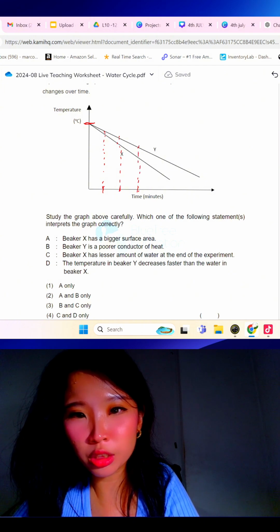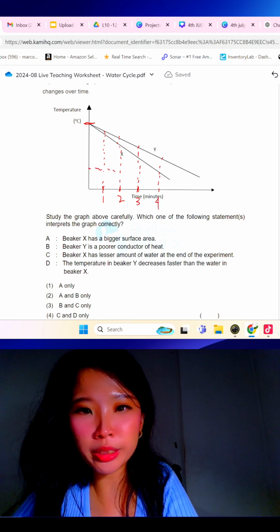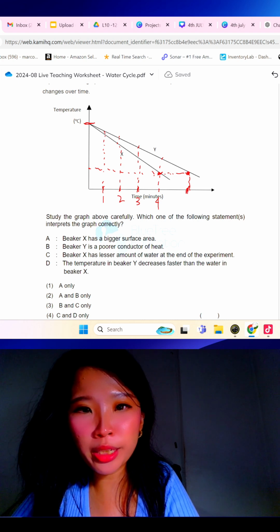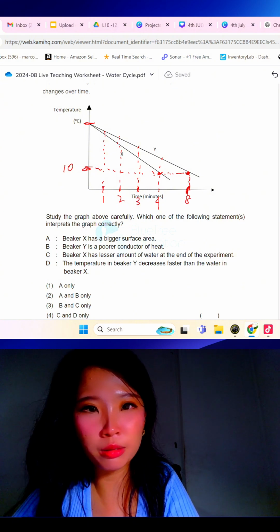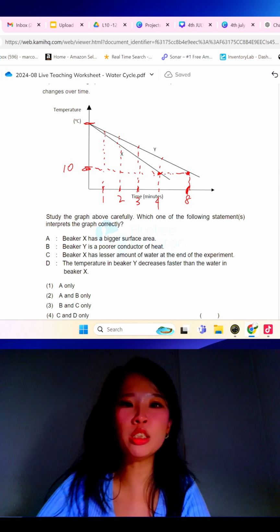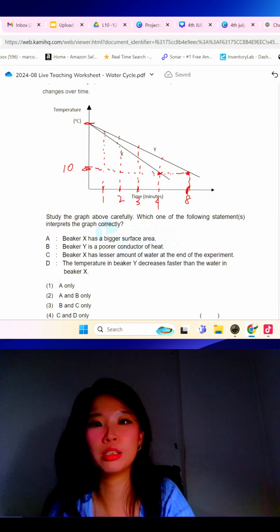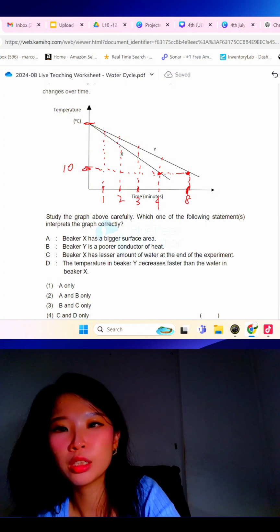So it's like 1 minute, 2 minutes, 3 minutes, 4 minutes, right? So eventually, what you realize is at the same temperature, for X at 4 minutes it is at a certain temperature, we name it 10 degrees Celsius. But for Y, it takes probably like 8 minutes to reach 10. So which means Y takes a longer time to lose heat, right? Decrease temperature. So let's see.